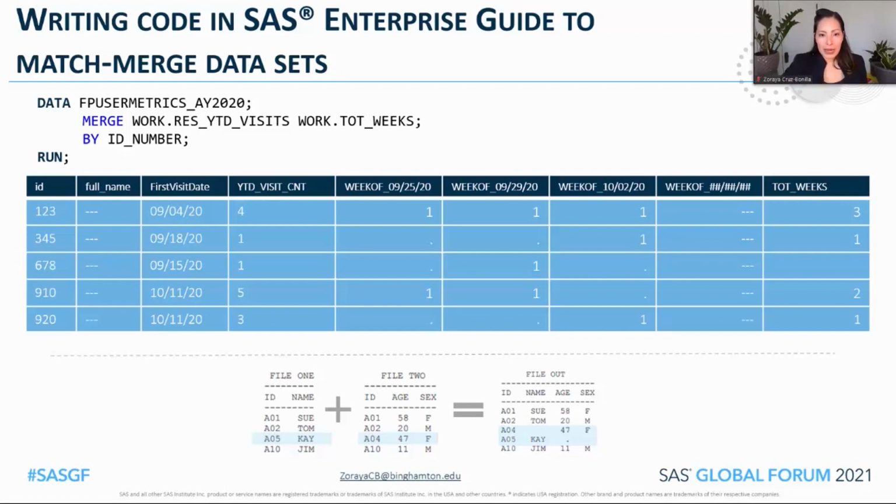Essentially, how match merge works is that if you have two files with a common identifier, then it will create a composite list of all the ID numbers and fill in values in the corresponding fields.